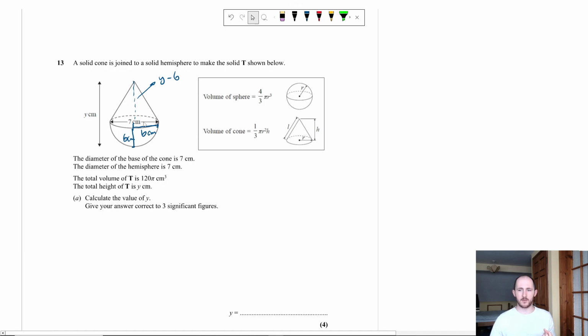That's nice. And now we're going to use this total volume thing. So how do we work out the total volume? Well, we take the volume of a cone and we add it to the volume of a sphere. So let's do the cone first. So 1/3 pi. The radius is going to be... Hang on a minute. Did I do something really stupid? I did. What did I do? Sorry, the radius isn't 6. It's 3.5.